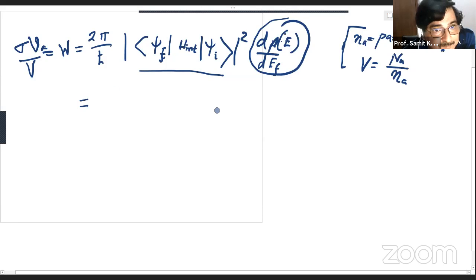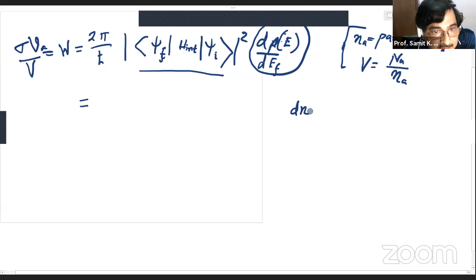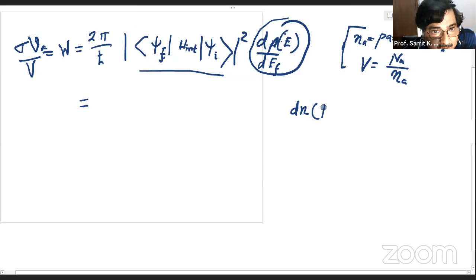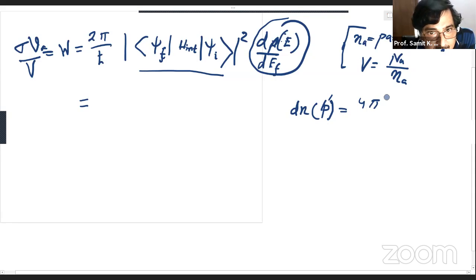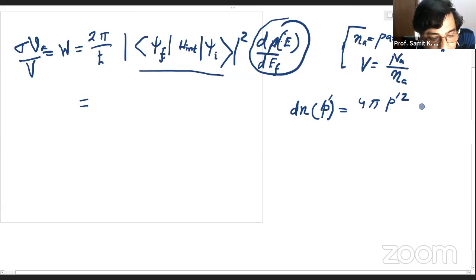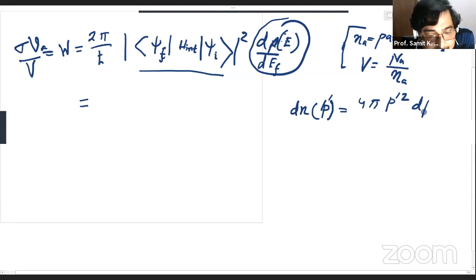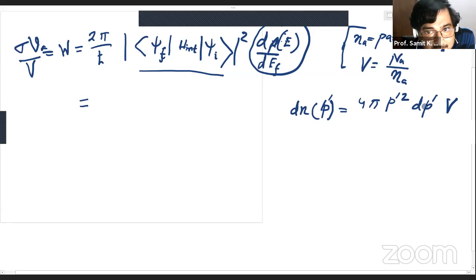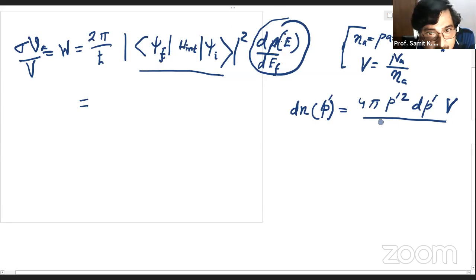If we remember, then we can write the whole thing like this. This is the dn, what we calculated last time, and this is a function of your momentum p, or p prime. It is equal to what we calculated: 4 pi p prime squared dp prime, capital V, divided by 2 pi h bar cubed, that we calculated based on the phase space.